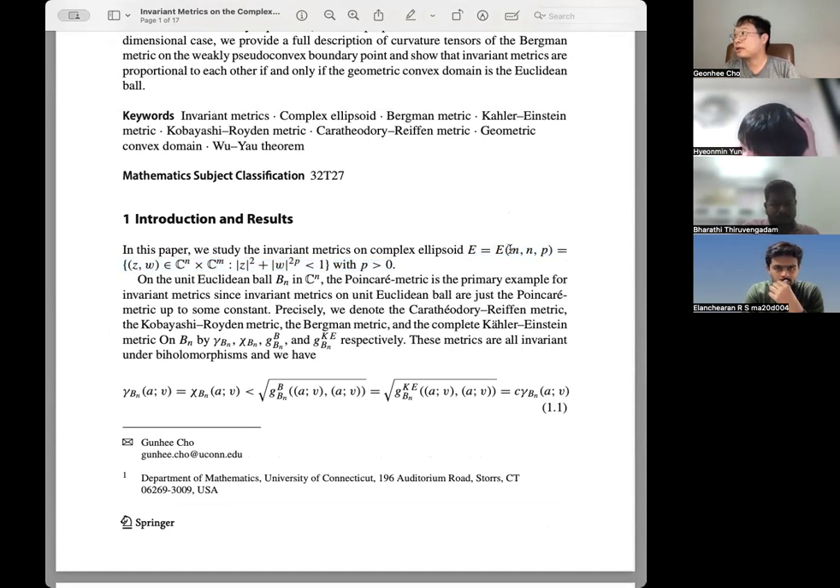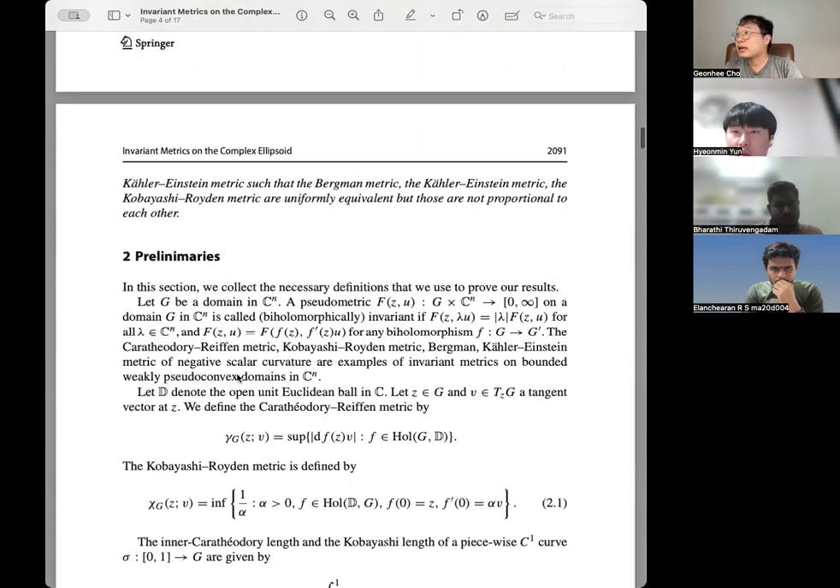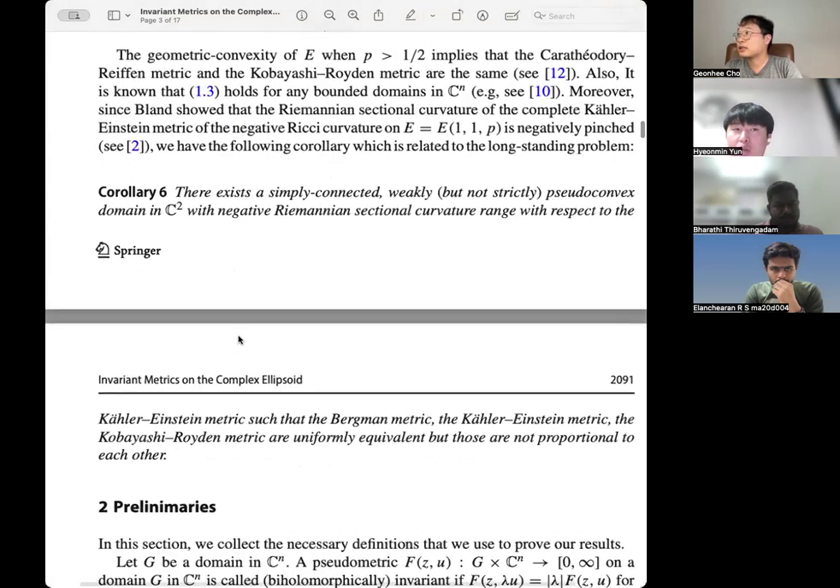There are two parameters, m and n, which are for the dimension, and there's a parameter p in this order. If p equals 1, this is just a complex hyperbolic space. If p is not equal to 1, this is something else. So what I show here are several things. Just look at this conjecture.